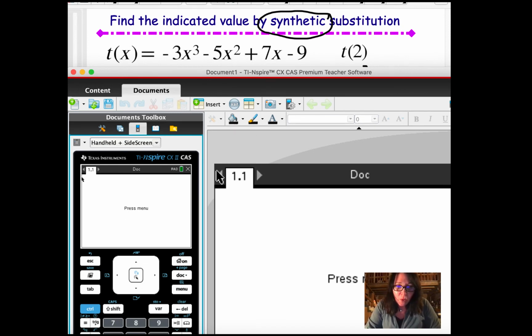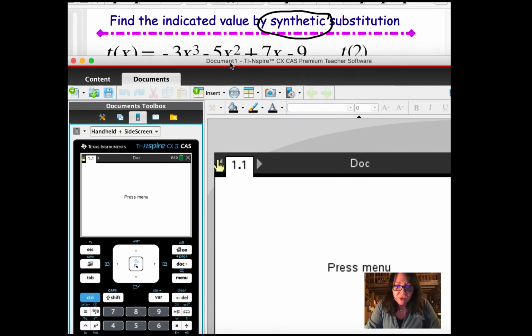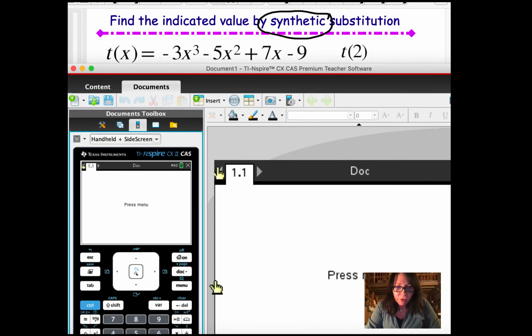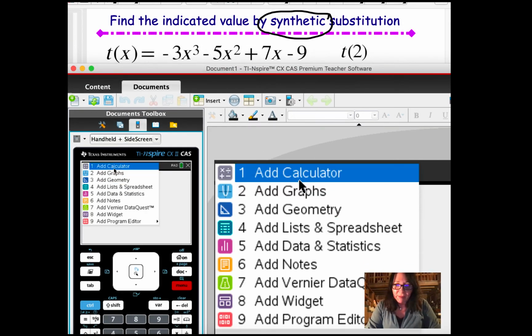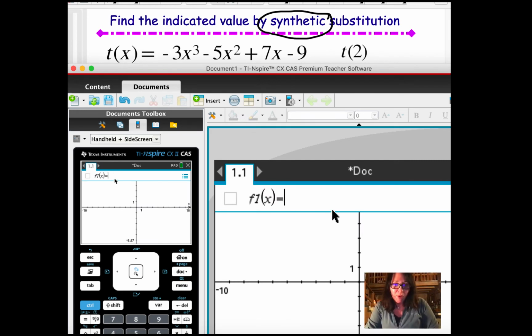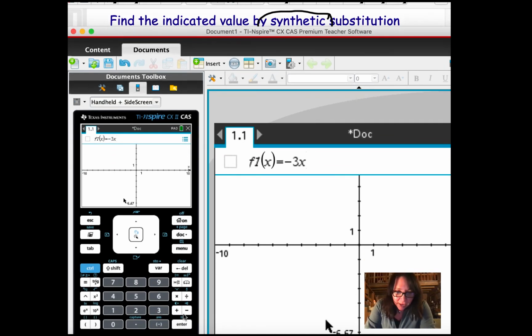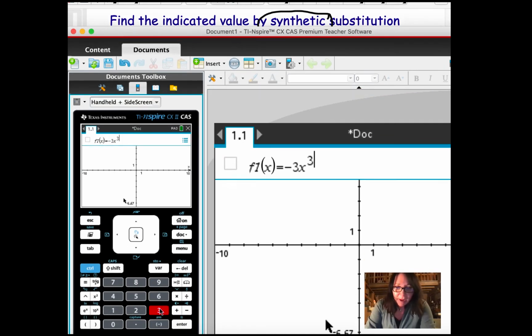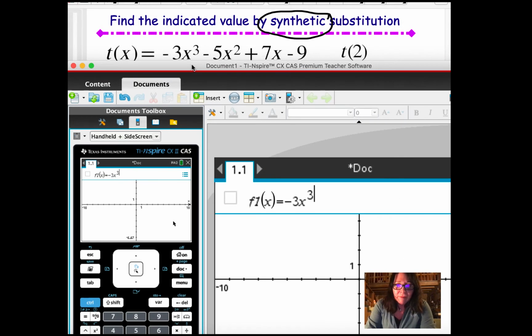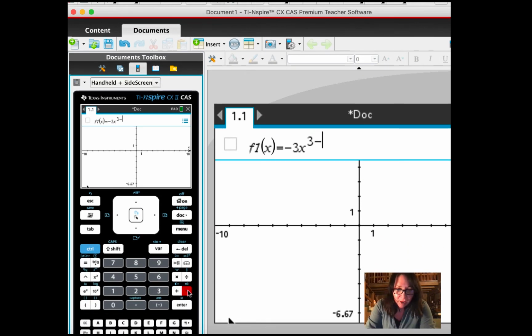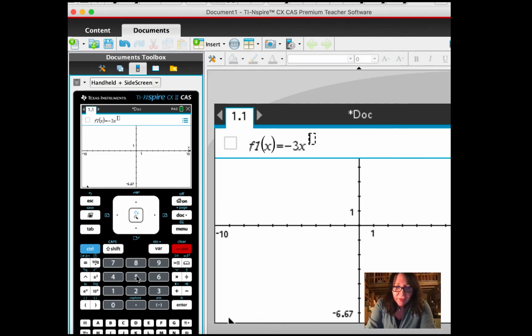So first thing we're going to do is, I've got that equation. I'm just going to go to menu, add graph. And then you have this value here. So I've got negative 3x squared. So I'm going to go negative 3x, and then, wait, is that squared? Hold on. That's cubed. So negative 3x to the third power. And then minus 5x squared. So I'm going to go minus 5x. Oops. Hello. So that's got to be a 3 up there.